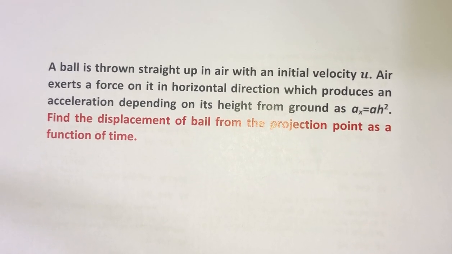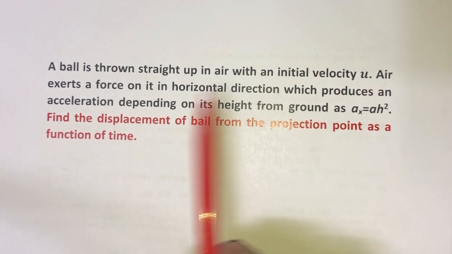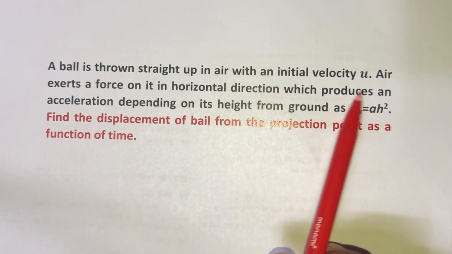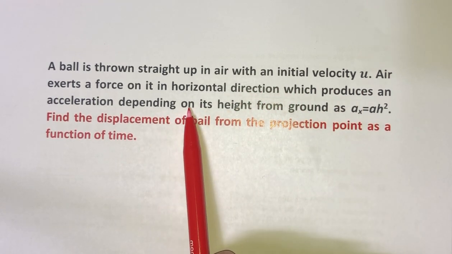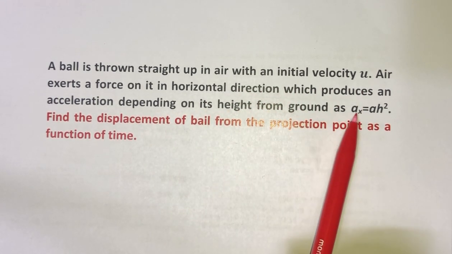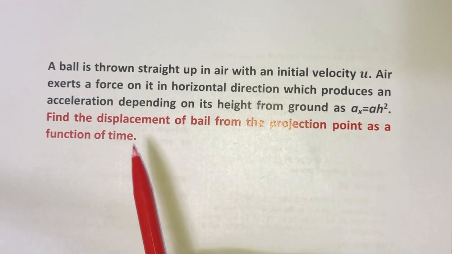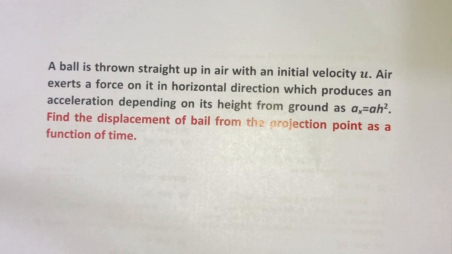So in this question, a ball is thrown straight up in the air with the initial velocity u. Air exerts a force on it in a horizontal direction, which produces an acceleration depending on its height above the ground, and which is given as a of x is equal to a h square. So we are going to find out the displacement of the ball from the projection point as a function of time.